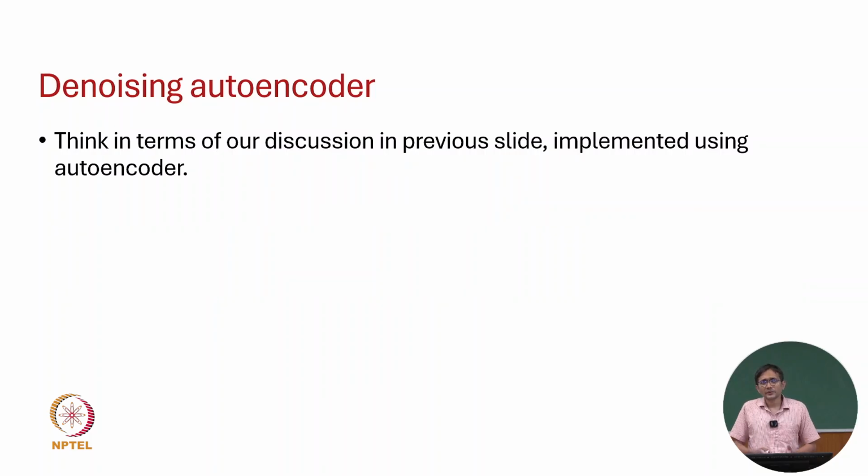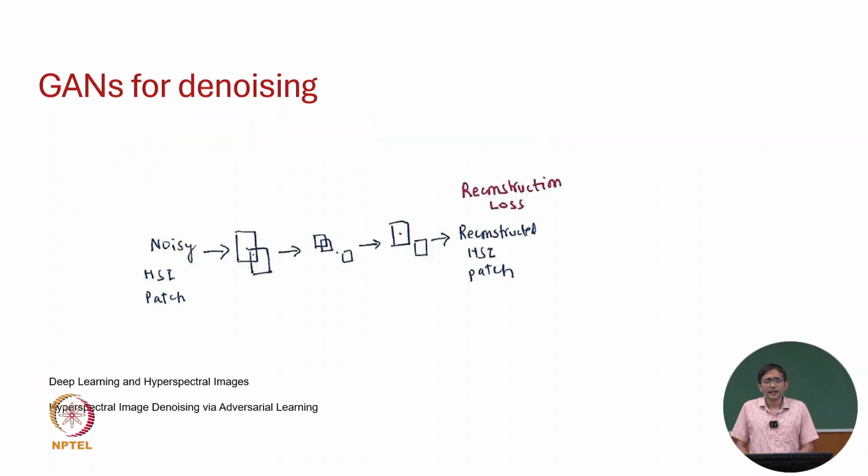So, of course, in this context, one would recall denoising autoencoder, where we have the encoder-decoder architecture, and let's say the noise is added, and the output we are trying to get back is the denoised version of the input, in this particular case, hyperspectral image. One can also use generative adversarial network for denoising.